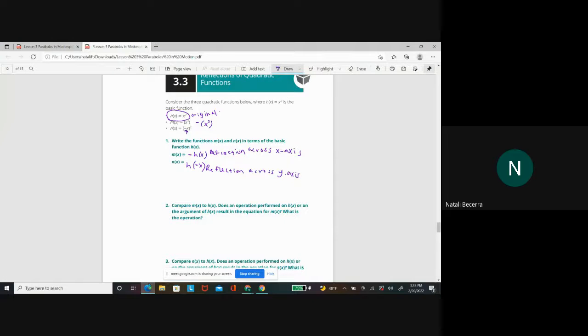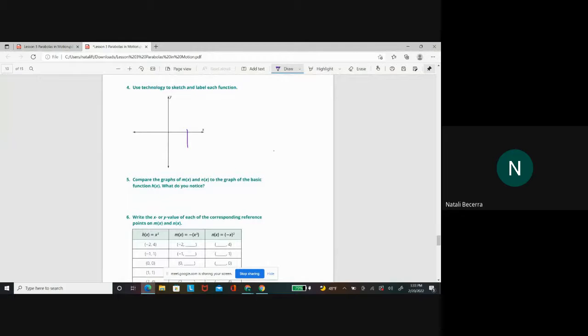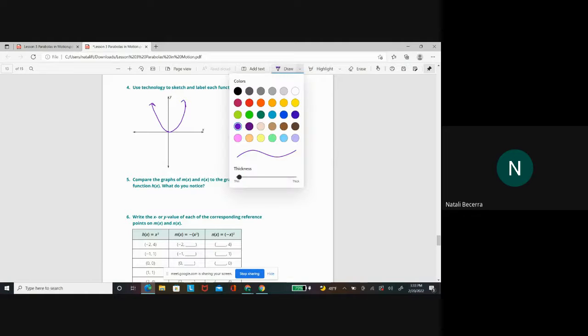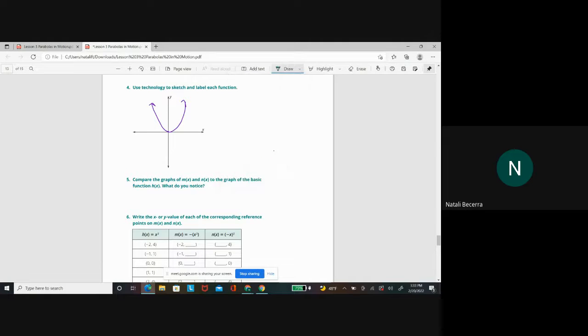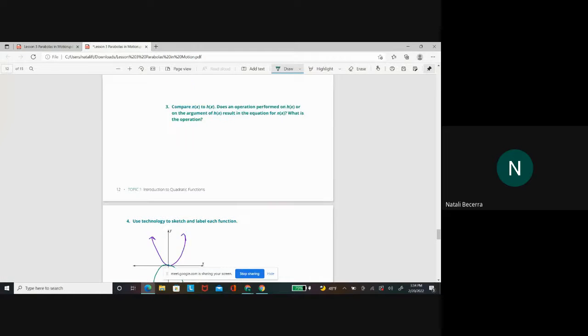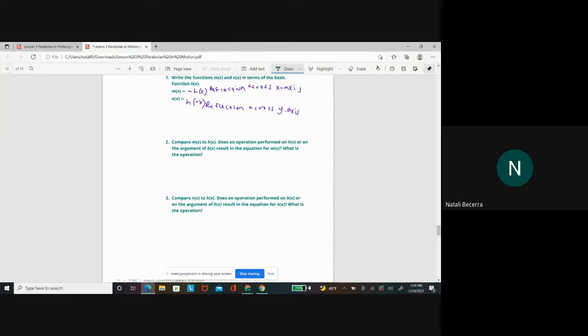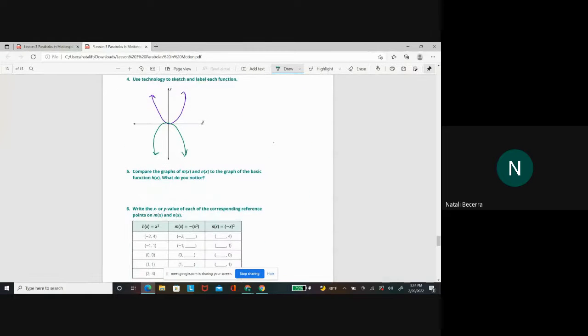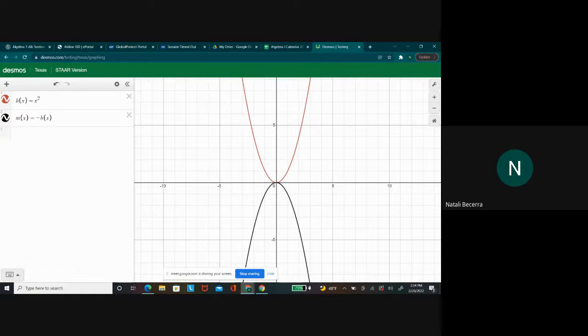So let's go ahead and graph that. I'm gonna erase this right here. This is gonna be our original. We always have to start with the original, right? And then this was a reflection across the x-axis. It didn't get wider, it didn't get thinner, it didn't move left or right or up and down. It just reflected across the x-axis. And then the other one was n of x equals h parentheses negative x. So let's do that one. I'm going to take this one off for now.